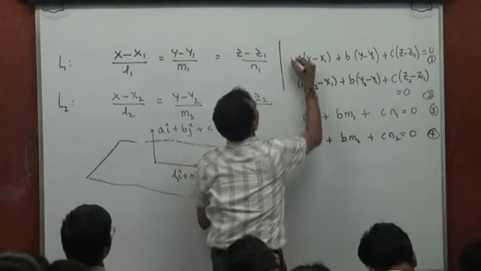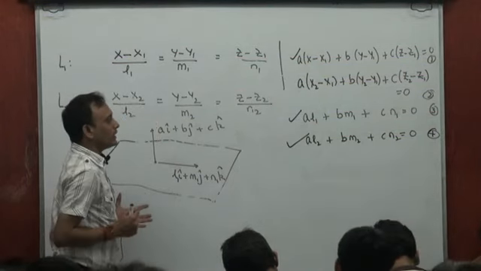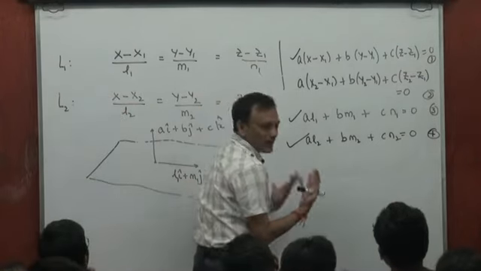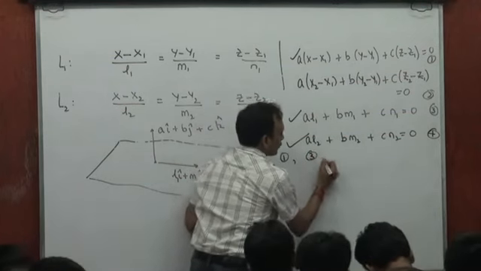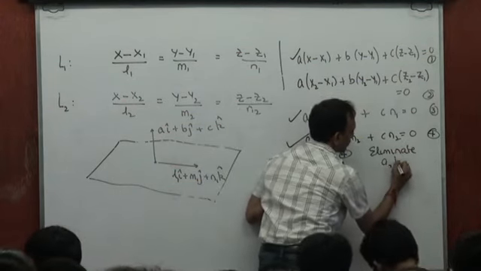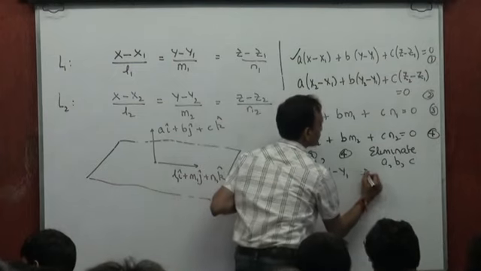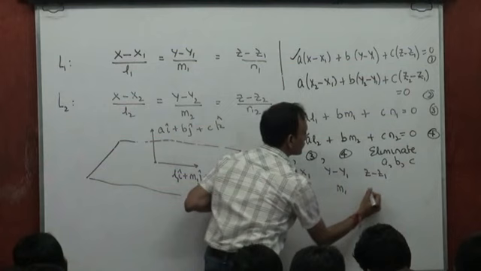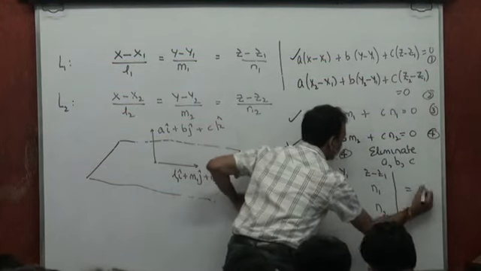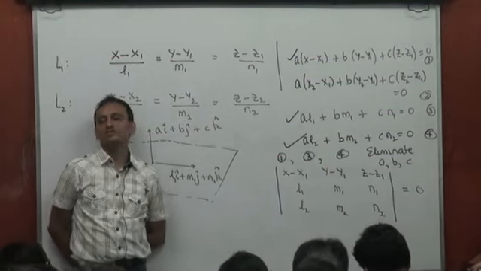use equations 1, 3 and 4, where you can eliminate a, b, c. When you eliminate a, b, c using 1, 3 and 4, you get the following determinant: x minus x1, y minus y1, z minus z1; l1 m1 n1; l2 m2 n2. This must be 0.